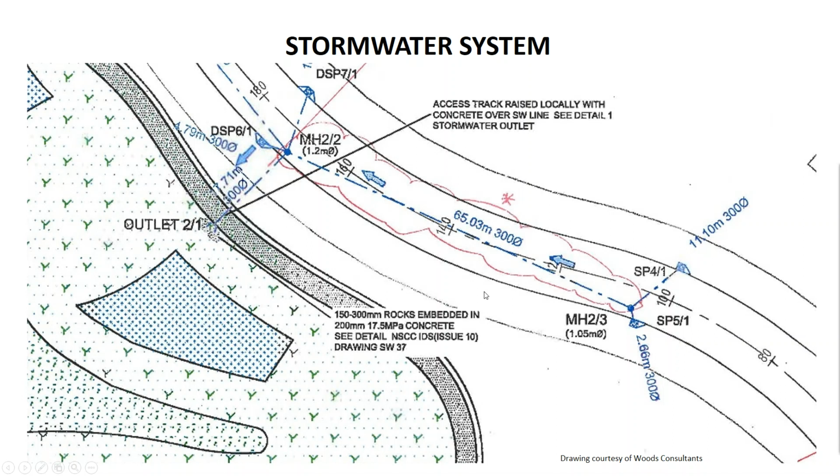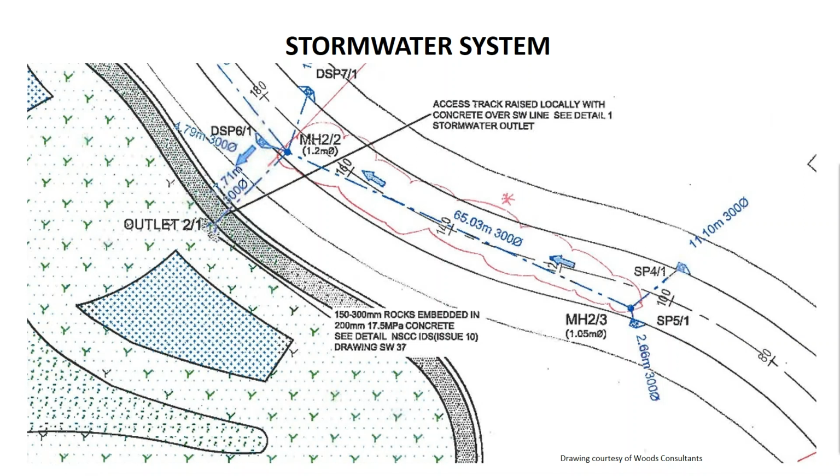Upstream from the outlet is manhole 2/2, MH2/2. You can see it is a 1.2 metre diameter manhole. Connected to it are DSP 7/1 and DSP 6/1. DSP stands for double splay pit. A double splay pit is two splay pits side by side to cater for flows that would occur from this part of the road. Moving upstream of manhole 2/2, we find manhole 2/3.